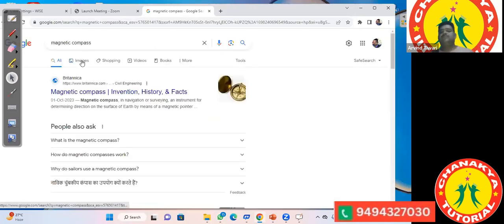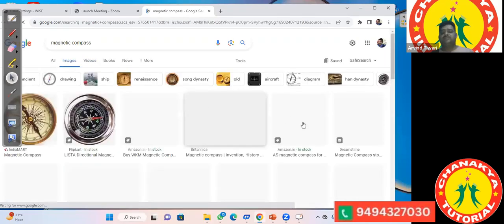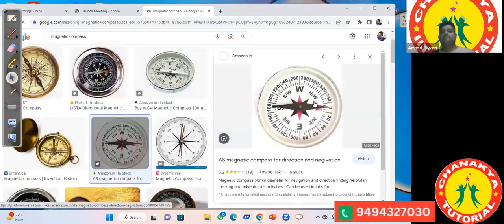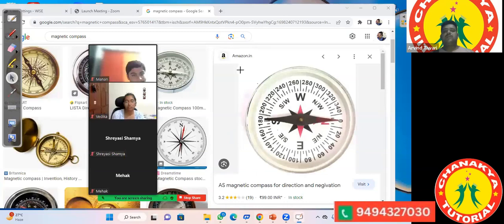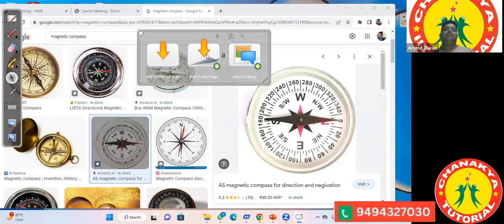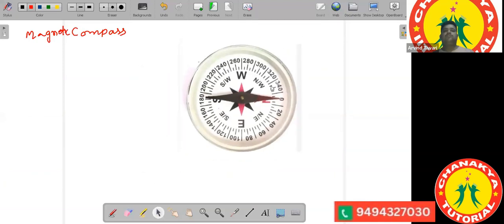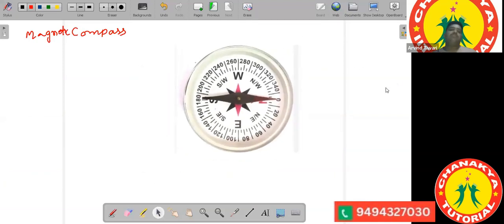So a magnetic compass, if you see, is a dial-like structure. See this one. All these are magnetic compasses. You might have seen some watches that also show a magnetic compass. Your Android phone also has a magnetic compass. How it works: the needle in between is free to rotate.